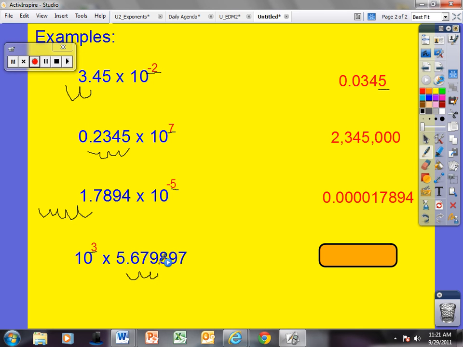My decimal would go right there, so it's going to be, let's see here, 5,679 and 897 thousandths. Let's take a look. There we go, 5,679 and 897 thousandths.